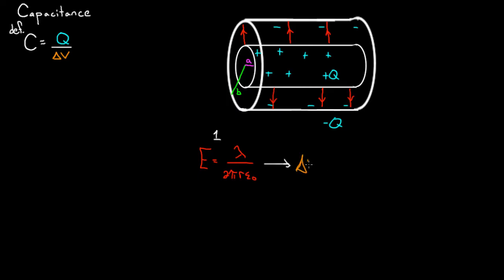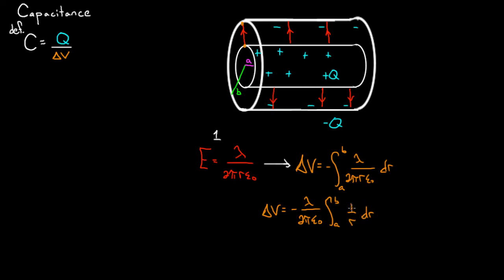We've got to figure out what the voltage is between these two cylinders. That's going to be negative the integral from the inside to the outside. So I'm going to go from A to B of this quantity, lambda over 2 pi r epsilon naught, and then dr. I'm going to pull my constants out, and I get delta V is negative lambda over 2 pi epsilon naught, and then I have the integral from A to B of 1 over r dr. Now the integral of 1 over r is just log of r. So this whole mess is just going to be negative lambda over 2 pi epsilon naught log of B over A.